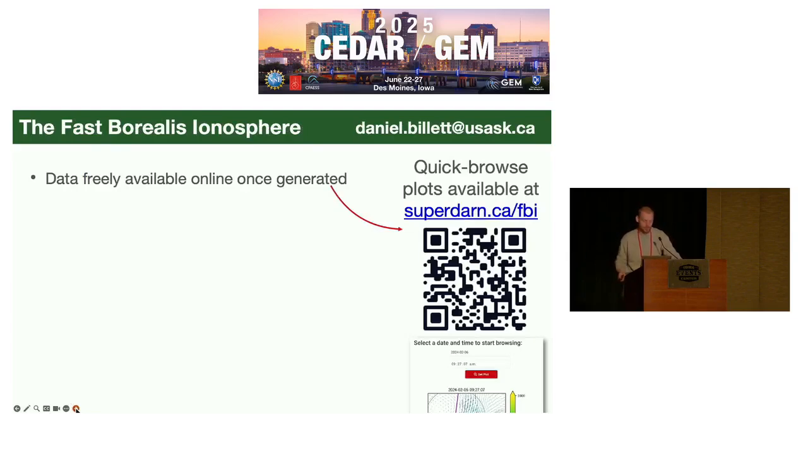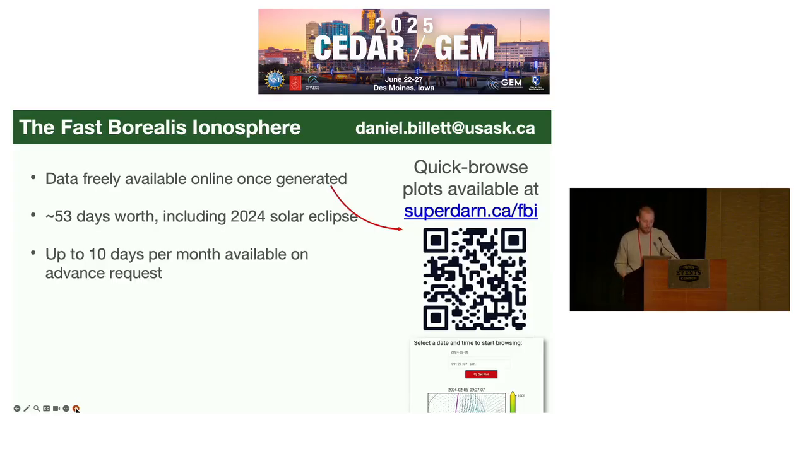So to summarize, we've been running this for a little while now. You can just go online, superdarn.ca/FBI. FBI stands for the Fast Borealis Ionosphere. There's no law enforcement going to come in here and start deporting me or something like that. We have about 53 days' worth of this data so far. That includes the 2024 solar eclipse, though totality doesn't go over the radars. There could be something interesting there. There's too much data to look at right now, so the floor is open if anyone wants to do that.